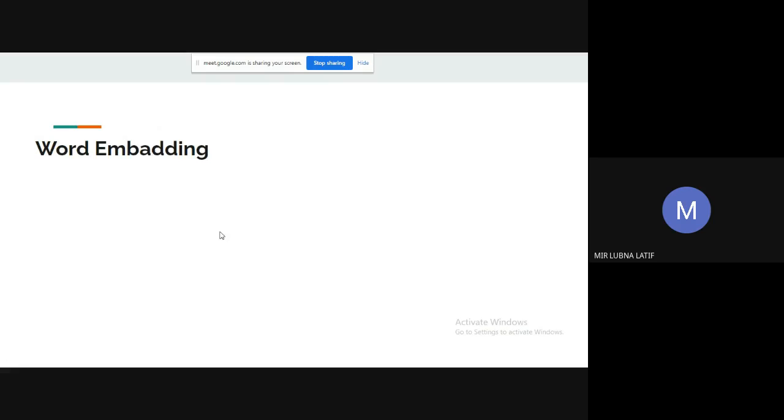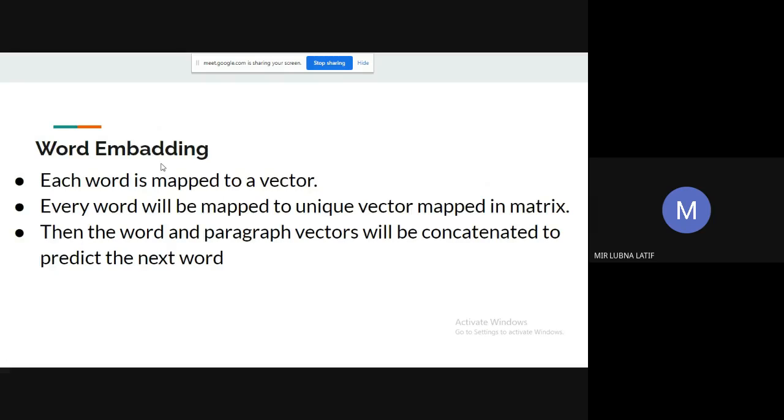Then I will go to the word embedding for the process, continuation, and continuity. Here, each of the words will be mapped in matrix format, and the paragraph and the word will be concatenated to predict the next word, and it will act as a memory to remember the missing words in the Twitter data, which is why it's called the distributed memory model of the paragraph. Each of the words and paragraphs will be converted to a vector form.